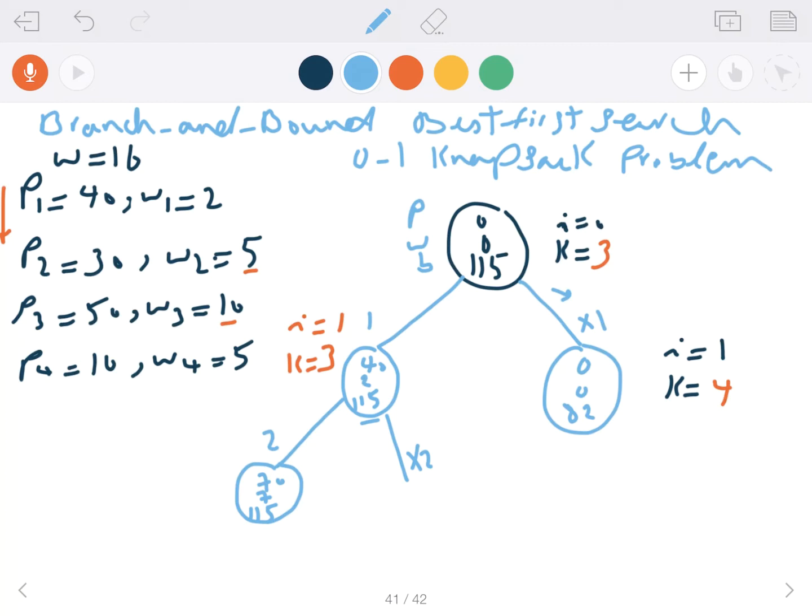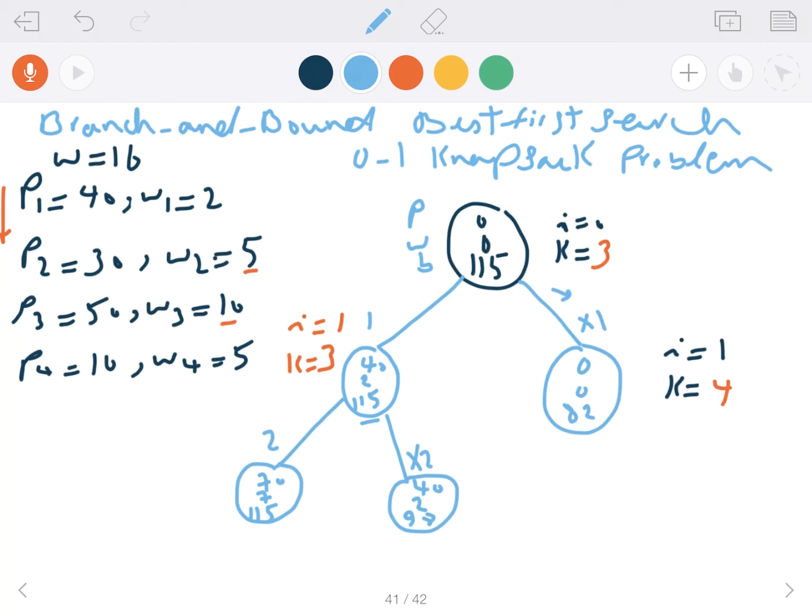So that's for this node, and now we are going to expand the other node. That gives me not including item number 2, so there is no change in profit. This is 40, and the weight is equal to 2 because I haven't included item number 2, so I only have item number 1 in the bag, and now the bound decreases to 98. Again, it's just using the formula to see how we got the value 98.